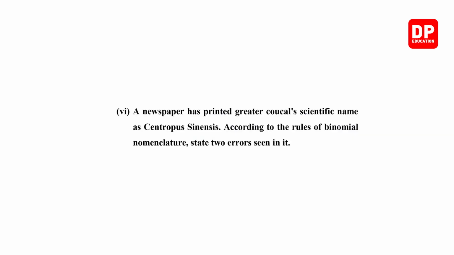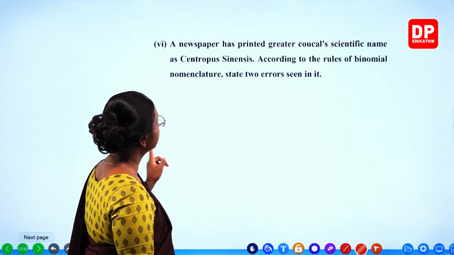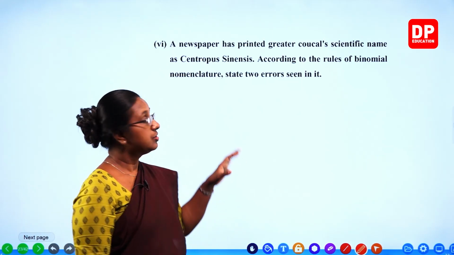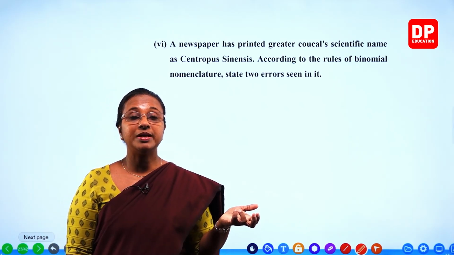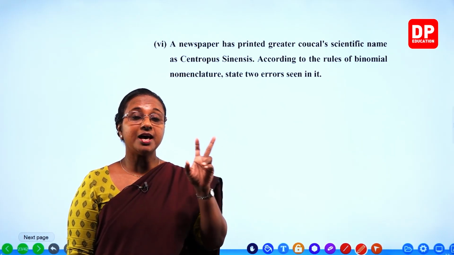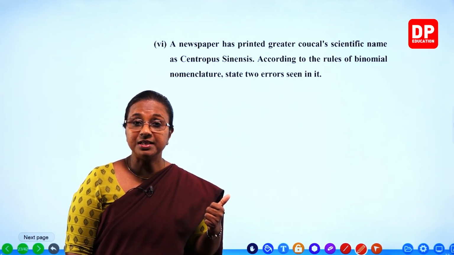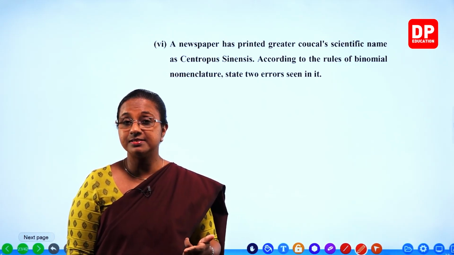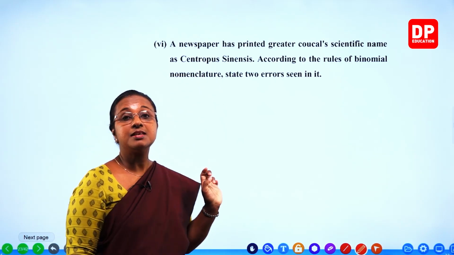The sixth one. A newspaper has printed greater coucal's scientific name as Centropus sinensis. According to the rules of binomial nomenclature, state two errors seen in it. So you're familiar with binomial nomenclature? Who introduced binomial nomenclature? Carolus Linnaeus. So when we say binomial, there are two epithets for the scientific name of each organism. First epithet is the generic epithet. Second one is the specific epithet. So Centropus is generic, sinensis is specific.